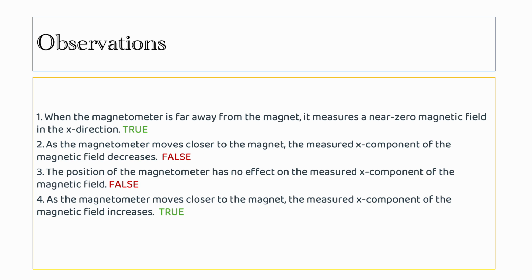So there were 4 questions that we were asked to answer. When the magnetometer is far away from the magnet, it measures a near zero magnetic field in the x direction. This was determined to be true. As the magnetometer moves closer to the magnet, the measured x component of the magnetic field decreases. This is false. The position of the magnetometer has no effect on the measured x component of the magnetic field, which is false. As the magnetometer moves closer to the magnet, the measured x component of the magnetic field increases, which is true.